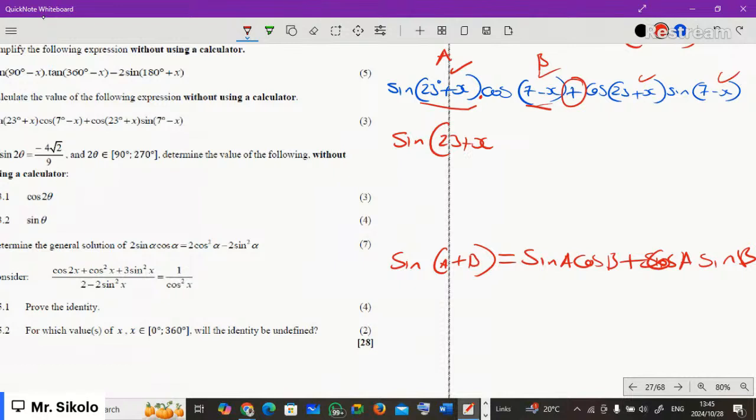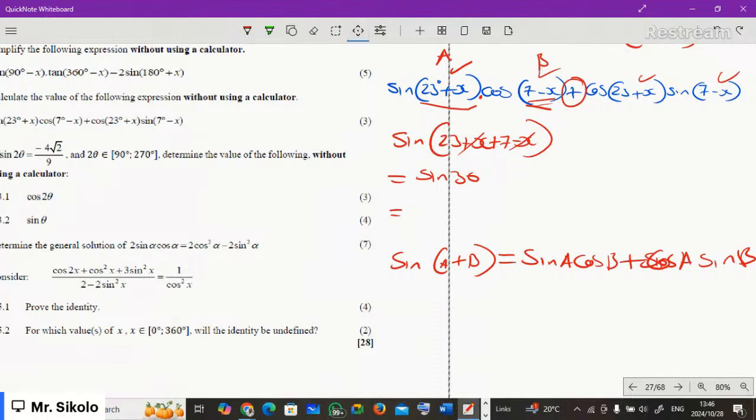So according to the compound angle, every angle is taken with its own sine. We take 7 minus x as it is, so it will be plus 7 minus x. I hope that makes sense, guys. Then you can see from here 23 plus 7 is 30. You are having sine 30. Negative x and positive x will cancel each other. Then you are left with sine 30.